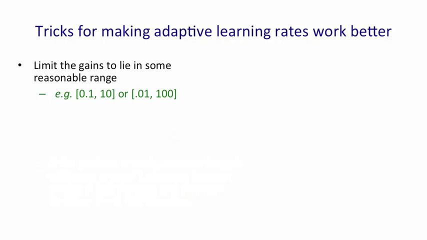There's a number of tricks for making the adaptive learning rates work better. It's important to limit the size of the gains. A reasonable range is 0.1 to 10 or 0.01 to 100. You don't want the gains to get huge, because then you can easily get into an instability and they won't die down fast enough and you'll destroy all the weights.